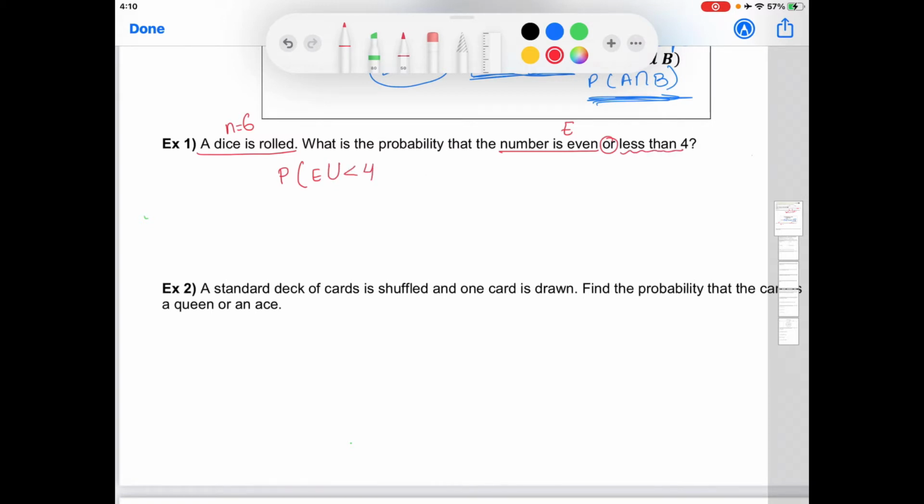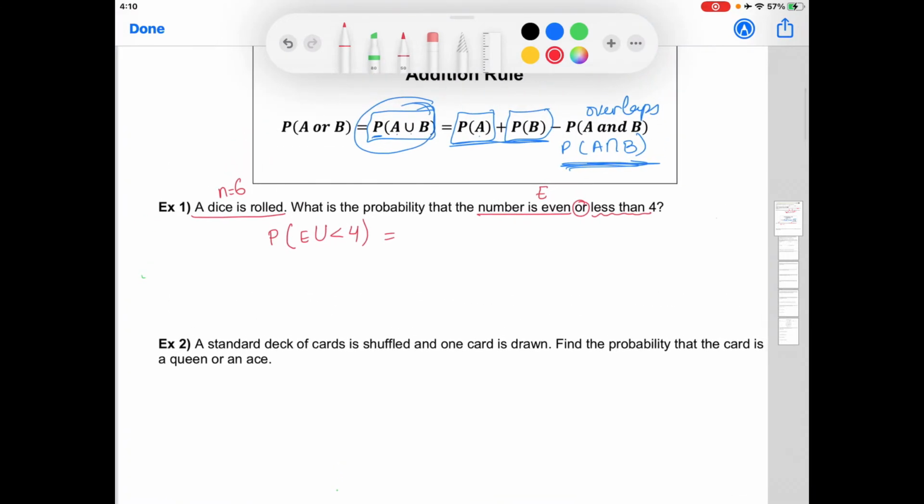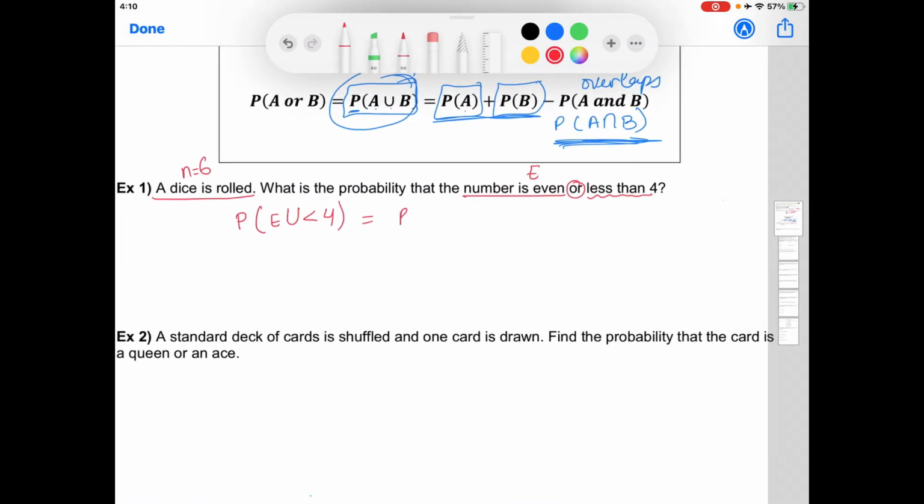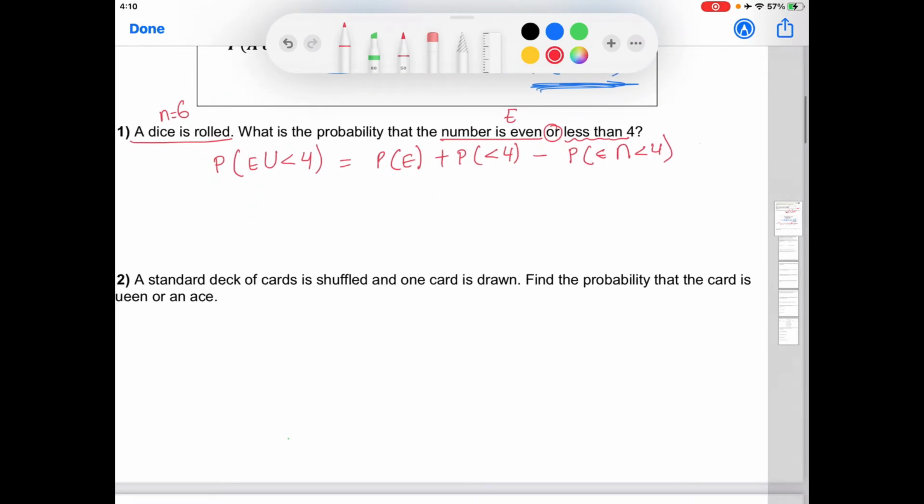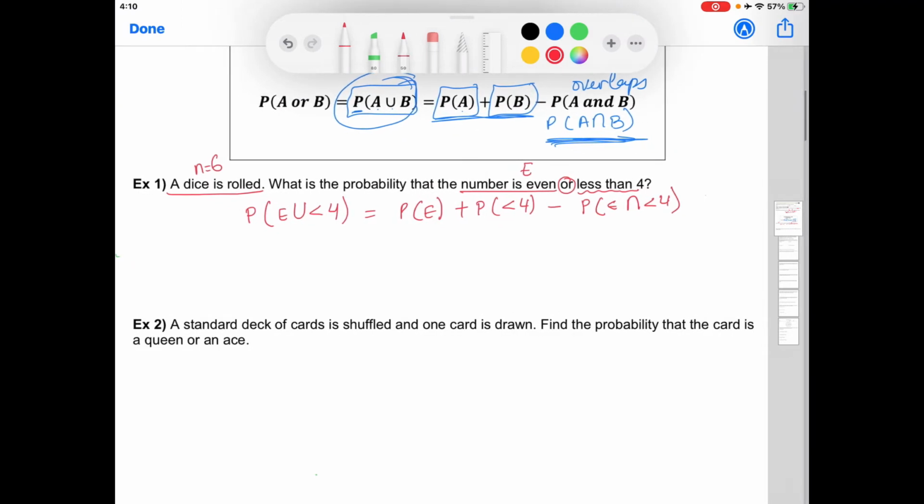Less than 4. So that would be what? If I look at the rule up here, it's probability of the first one, which is probability of even, plus probability of number less than 4, minus the overlap. There is a possibility that you have an even number and a number less than 4. So how do I find this? Okay, we already know our sample space is 6. So let's write out the outcomes: 1, 2, 3, 4, 5, 6, right?